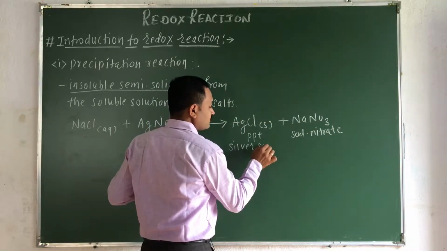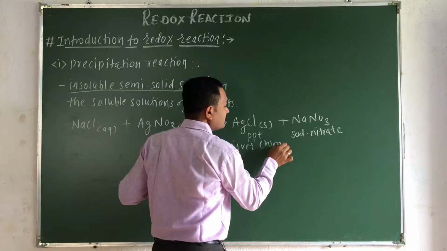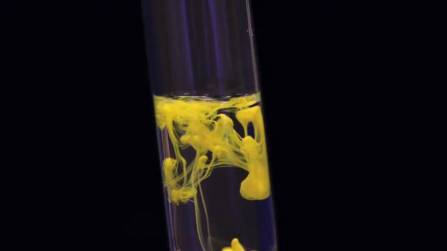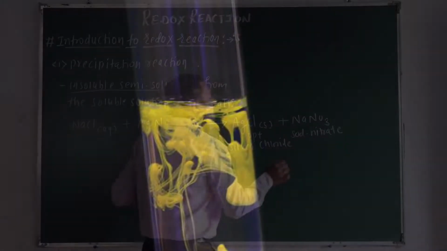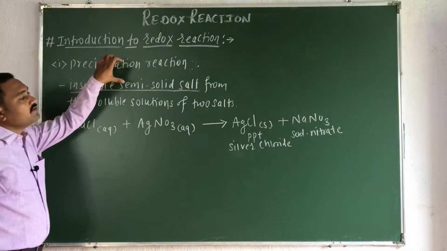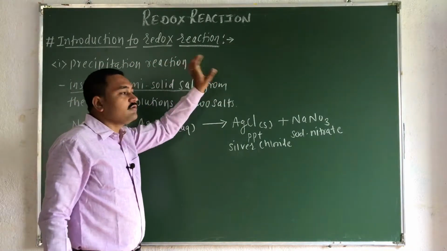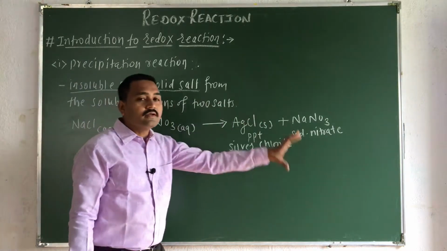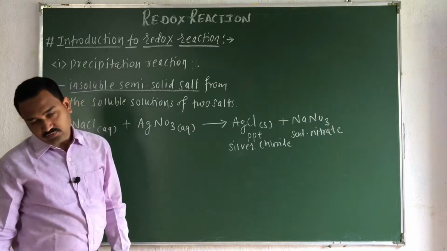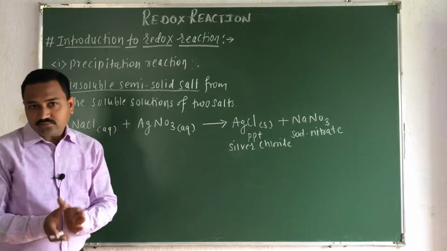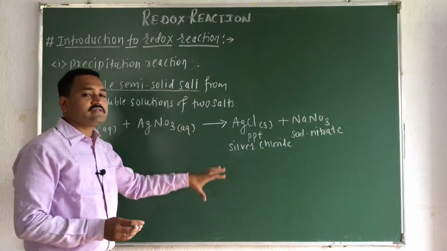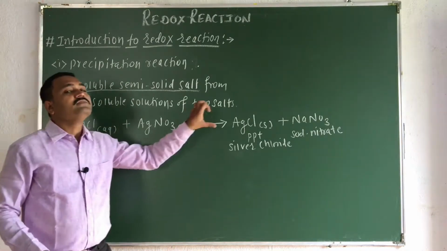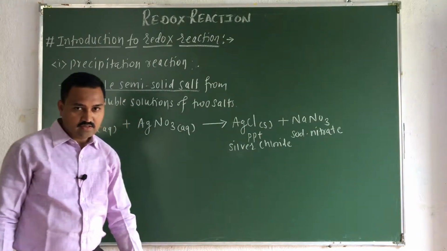Now this silver chloride is in the form of an insoluble semi-solid PPT, or you can say a salt. So this is generally about your precipitation reaction. In the laboratory, whenever we detect the two acidic and the two basic radicals from the given binary mixture, we observe a precipitation reaction.